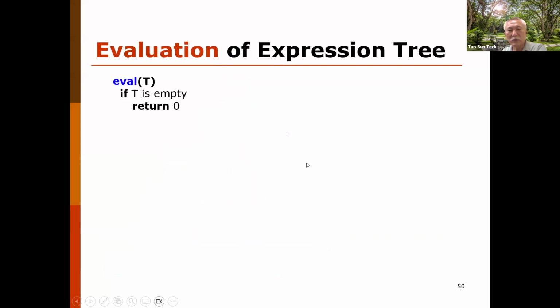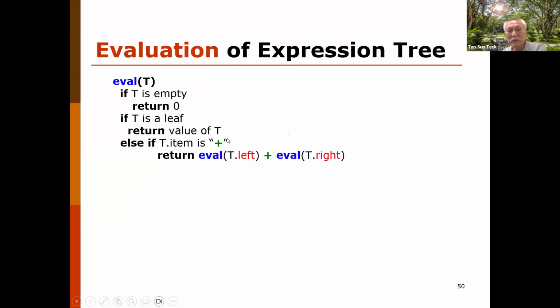So how do you evaluate the expression tree? If the tree is empty, you return. Otherwise, you go and evaluate the left subtree. If it is a leaf by itself, it is actually a value, so just return the value. Otherwise, if it is plus, you evaluate the left subtree and then the right subtree, apply the operation plus to them, and return one value for adding the two subtrees. If it's multiply, you just multiply the values.